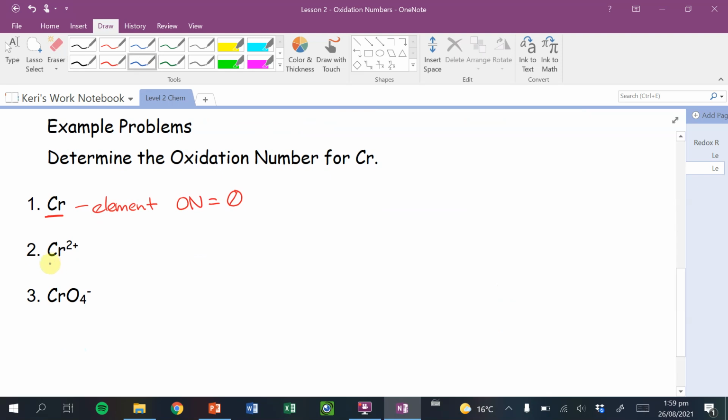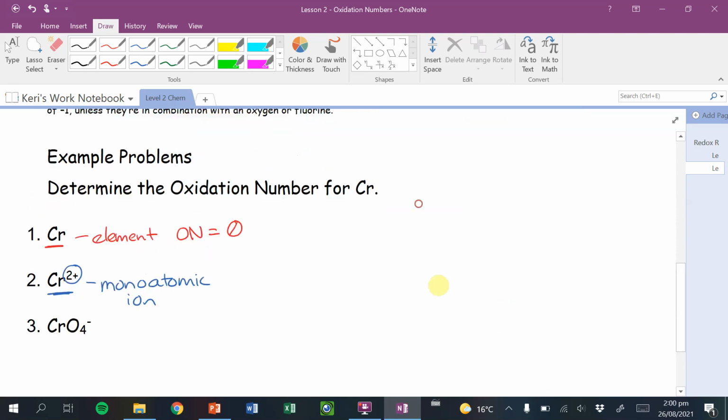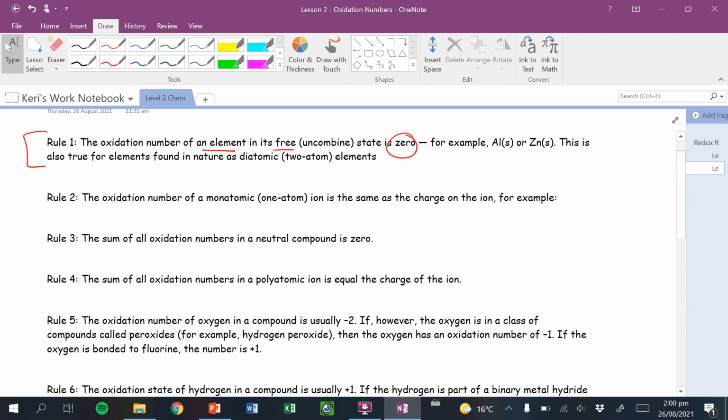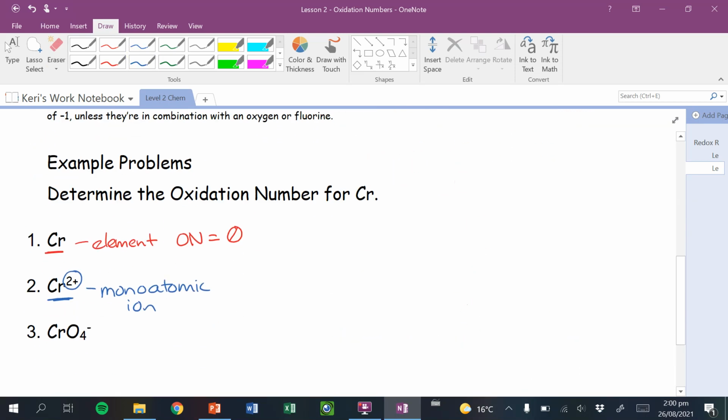All right, the next one here is chromium, and I can see that there's a +2 charge here, so that tells me that I'm dealing with an ion. And not only am I dealing with an ion, I'm dealing with a monoatomic ion because it's all by itself. There's nothing else there. So we can then look at our list of rules, and I see rule number 2. The oxidation number is the same as the charge of the ion. So since this has a charge of +2, the oxidation number is going to be +2.